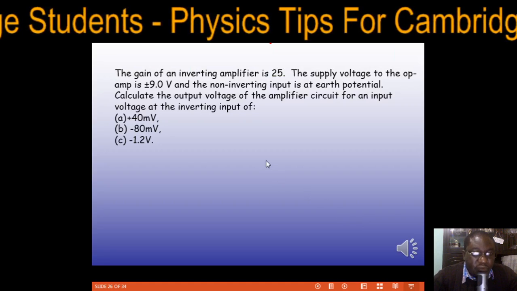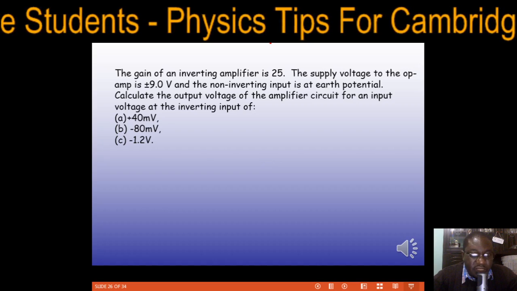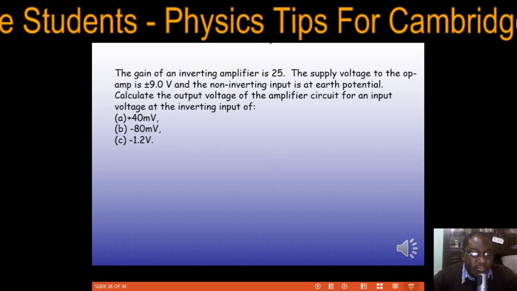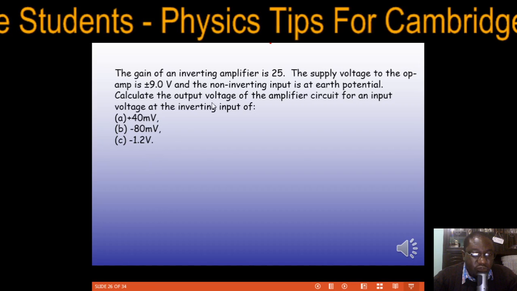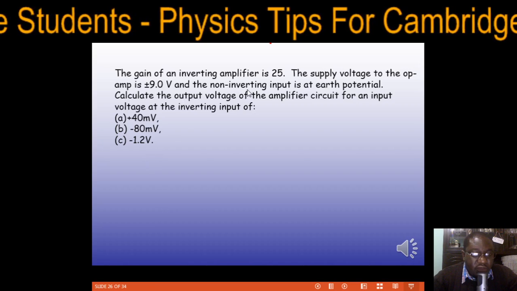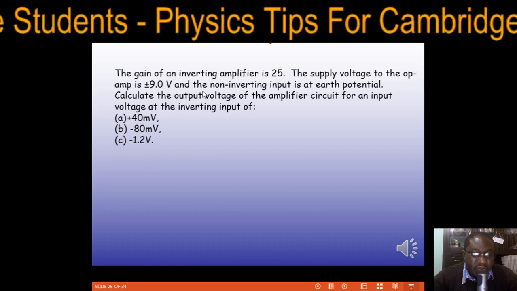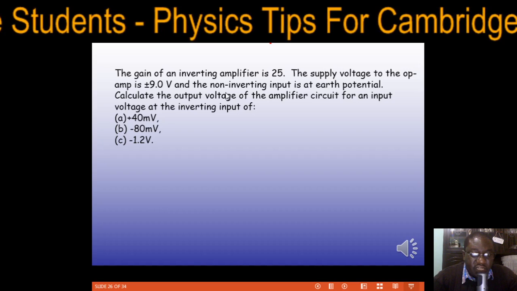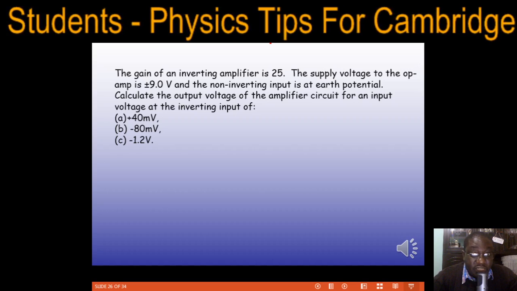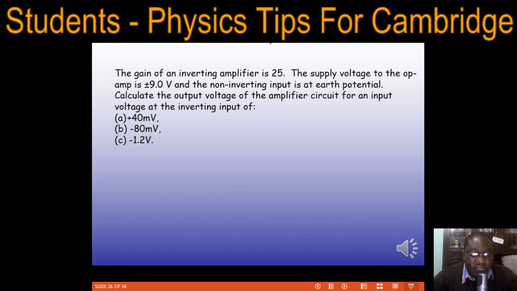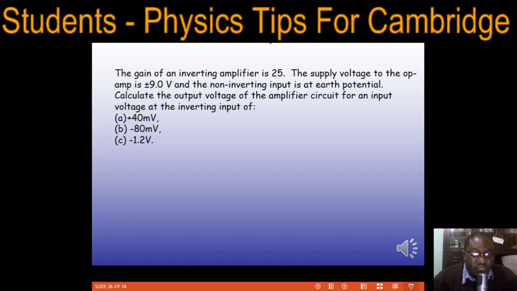This is an example which you should work out. Just tell me the answers in the comments and then I will help you out. I'll give you some clues or hints on how to do it. The gain of an inverting amplifier is 25. The supply voltage is plus or minus 9 volts, and the non-inverting input is at earth potential. Calculate the output potential of the amplifier circuit for an input voltage at the inverting input of that.